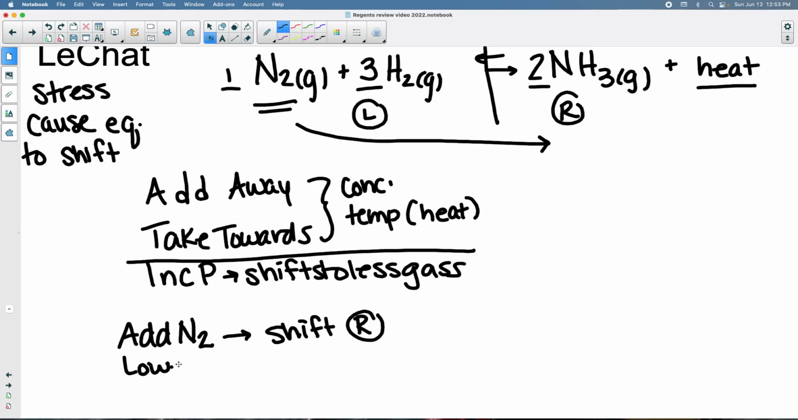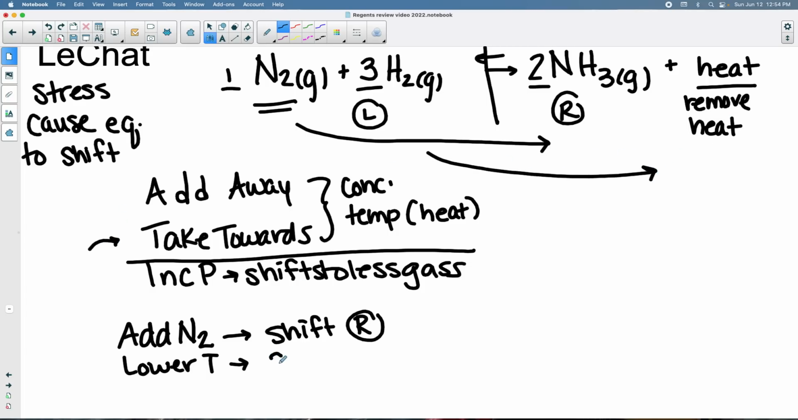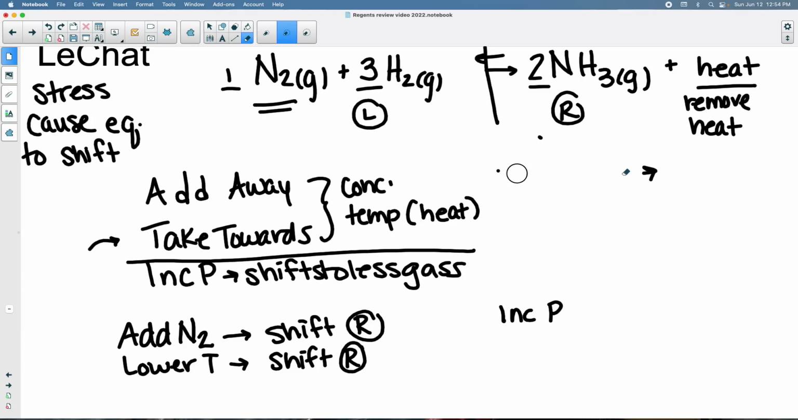If we lower the temperature, that is like removing heat. That's take towards. Take towards means removing heat. We will also shift to the right. If we increase pressure, we have to add up the coefficients of the gases on each side.